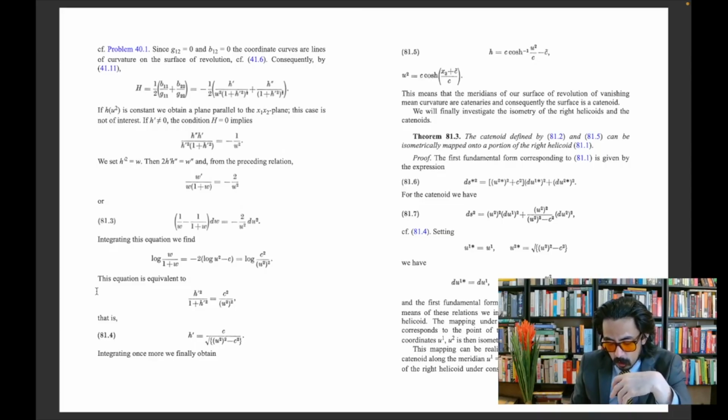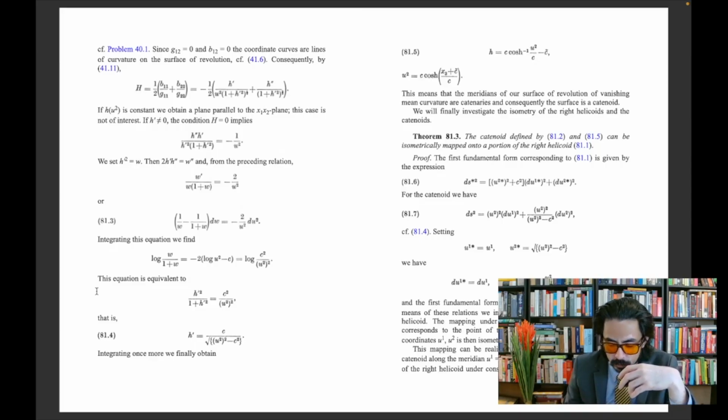if the function lowercase h of u2 is constant, we obtain a plane parallel to the x1, x2 plane. This case is not of interest. If, on the other hand, lowercase h prime is non-zero, the condition where capital H, mean curvature, equals 0 implies that we have a fraction numerator being lowercase h double prime times h single prime all over a denominator lowercase h prime squared, then times the quantity 1 plus lowercase h prime squared, closed quantity, is then equal to negative 1 over u2.